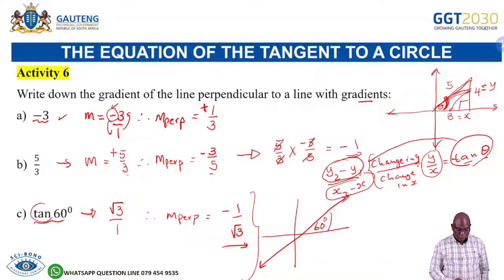So please make sure that it must be tan. It cannot be any other ratio, because the other ratios use the hypotenuse. Cos uses the hypotenuse, sine uses the hypotenuse. Only the tan uses the change in y over the change in x. Right.